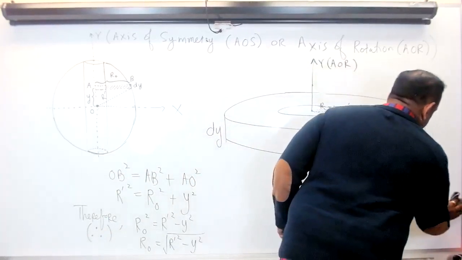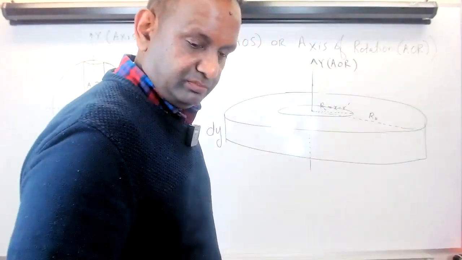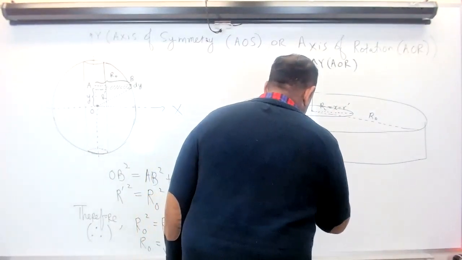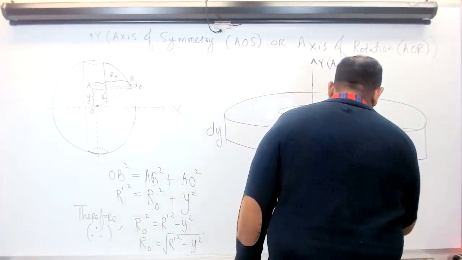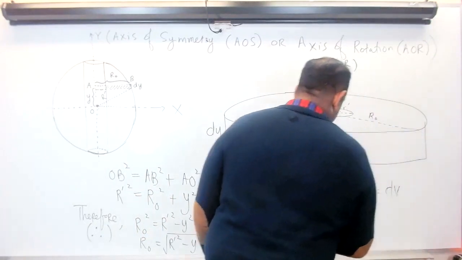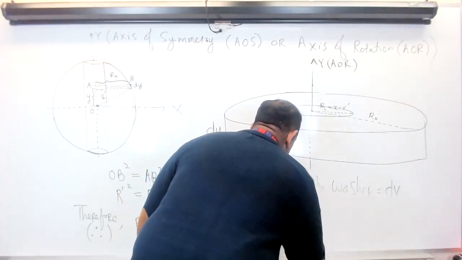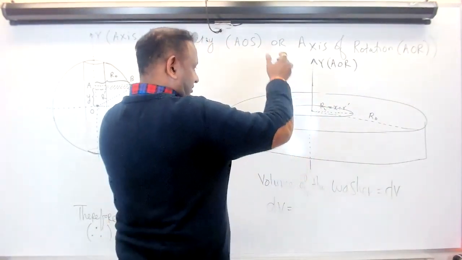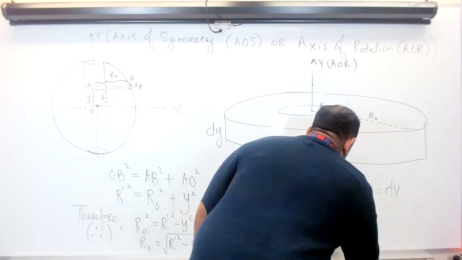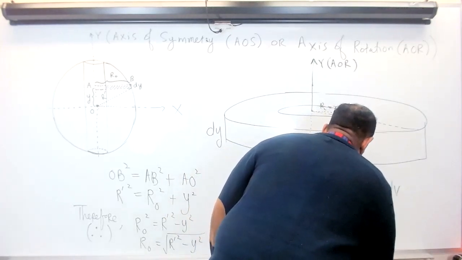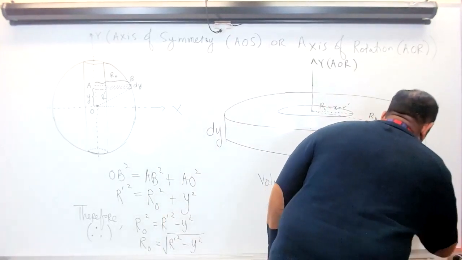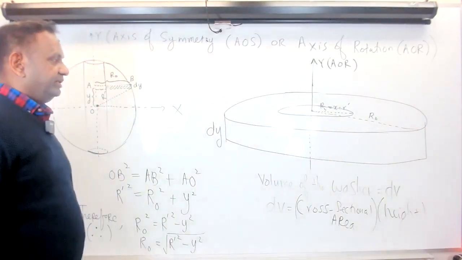How do you find the volume of the washer? Volume of the washer, I'm gonna denote by dV, infinitesimally small, dV. dV is nothing but cross-sectional area times the height. Height is the width. See, this width. How do you find the cross-sectional area?